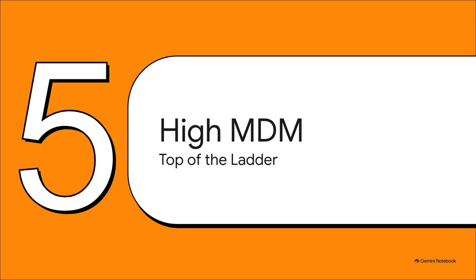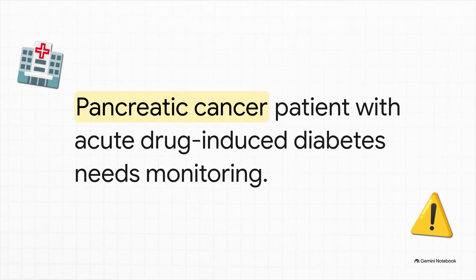Finally, Section 5. We've arrived at the top of the MDM ladder, high MDM. Opening our final chart, we see a very severe, high-stakes clinical presentation. We have a patient with pancreatic cancer admitted for chemotherapy. Unfortunately, they've developed acute drug-induced diabetes as an adverse effect of that treatment. Because of the sheer severity of this, the patient requires intensive monitoring, and a battery of blood tests are ordered. This absolutely warrants a 99205 or 99215 code.